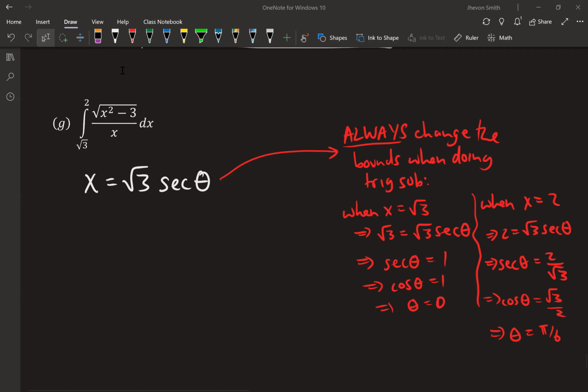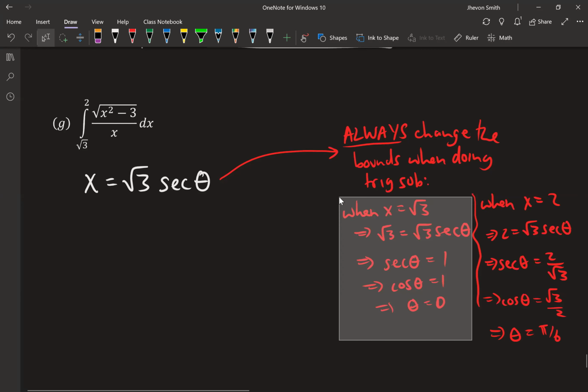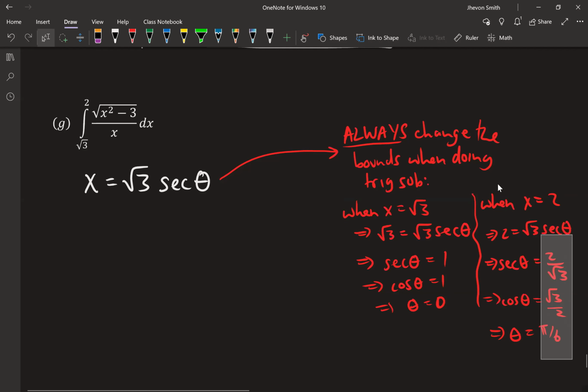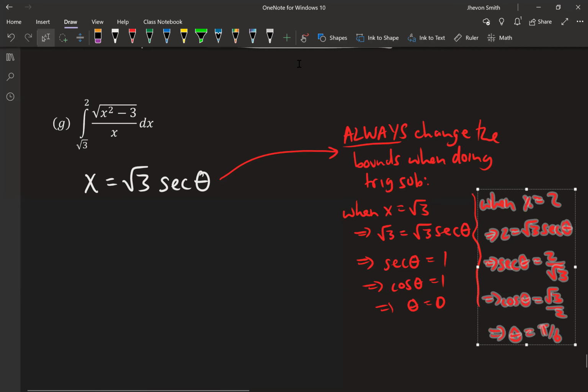I'm not sure of your question. I just actually did the calculations here. So when your x is radical 3, your theta is going to be 0. That will give you the theta value. And when your x is 2, your theta value is going to be pi over 6. And then you're going to be able to just plug these in once you start substituting everything.